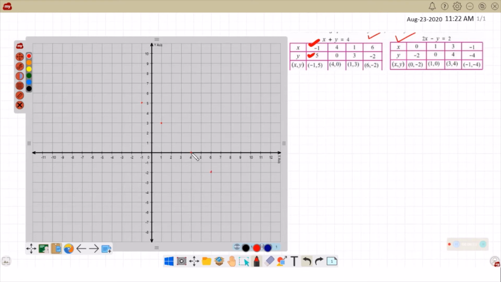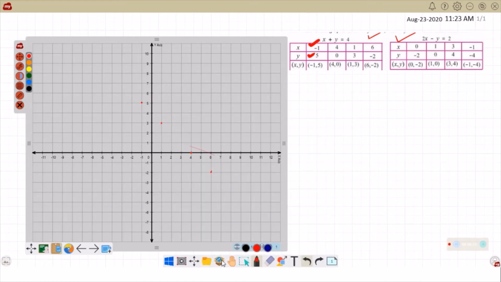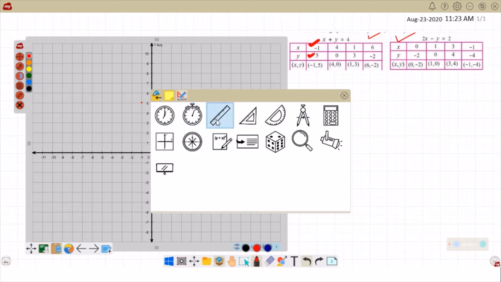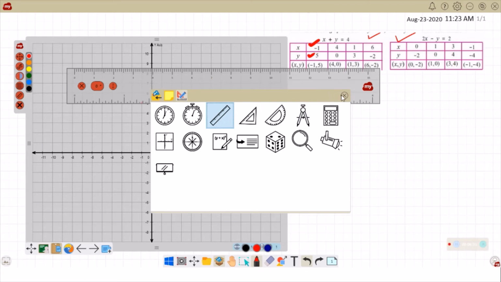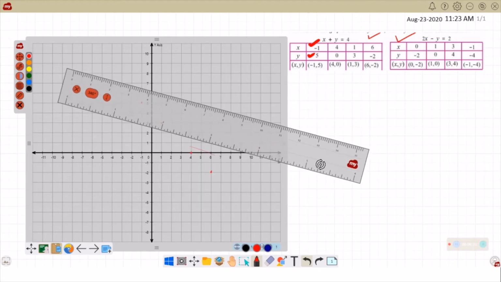It is a linear equation in 2 variables. We know that we will surely get a line graph. Only then is it a linear equation, and we have 2 linear equations to draw. So I am taking a scale from here. Scale means ruler. I got the ruler. Now I have to place it here properly. It is a digital ruler.